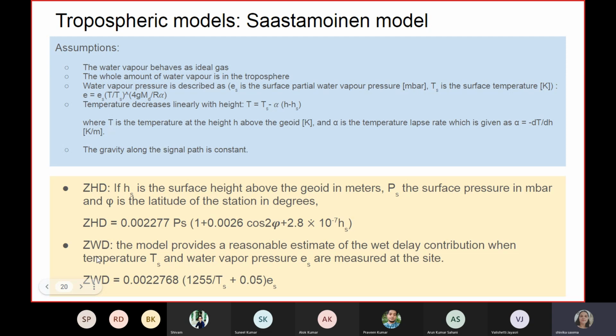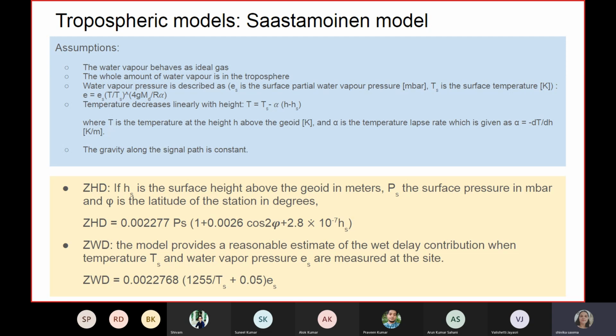As against this, for computing the zenith wet delay using the Saastamoinen model, you need surface temperature as well as water vapor pressure measured at the site. So these data may not be available, or accurate measurements may not be available, or even if they are available at the site, they may not represent the wet delay inside the whole atmosphere. By this statement, I mean that using the Saastamoinen model, you can compute the zenith wet delay near the site.